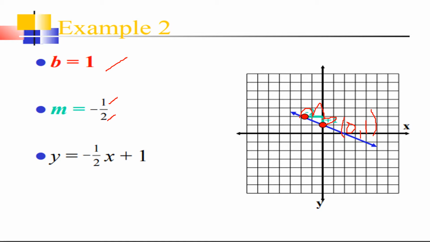So, if you're going to write it in the equation of the line, y is equal to negative 1 half x plus 1. Okay? Did you get me? Let's proceed.